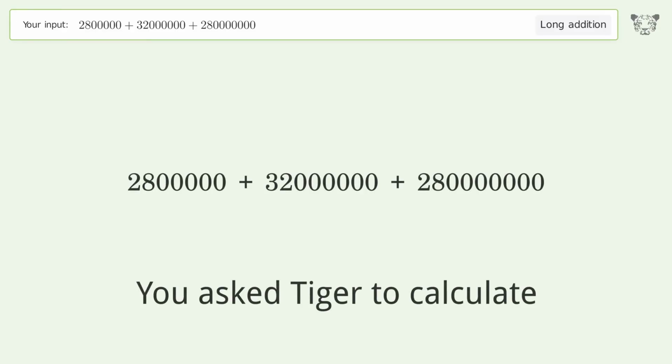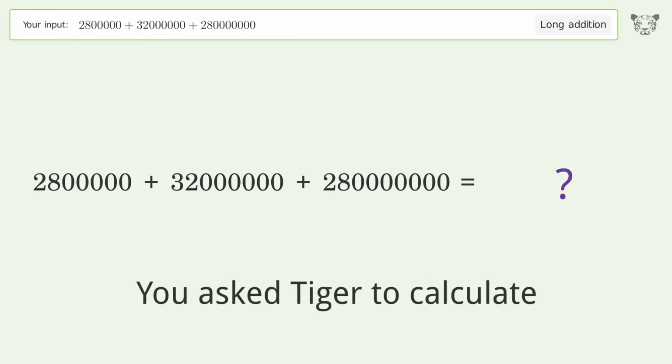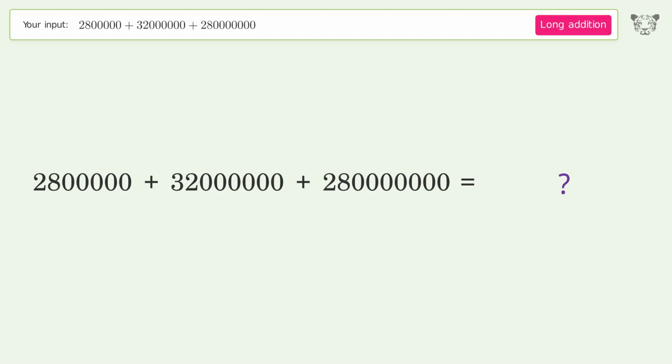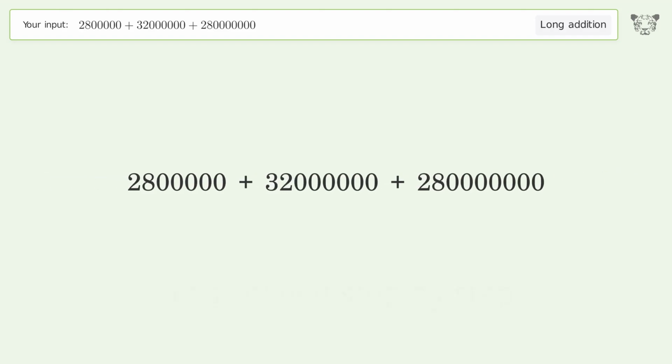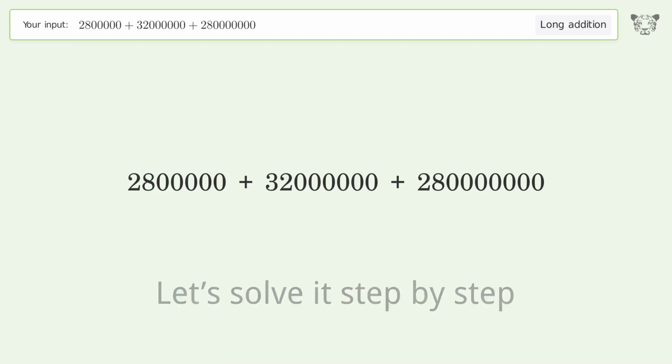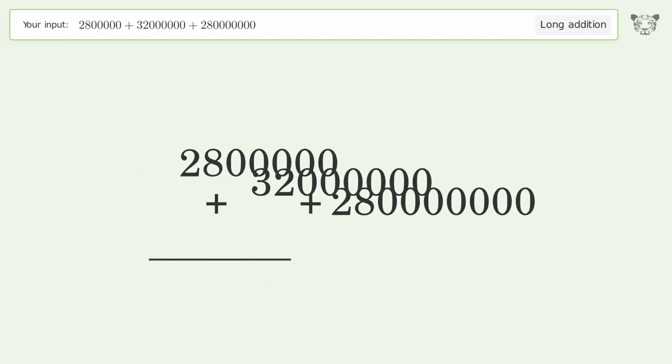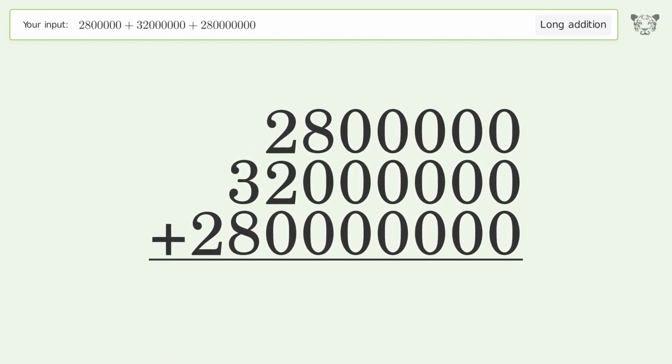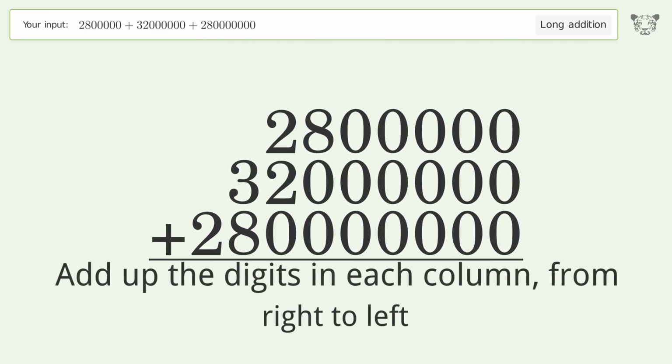You ask Tiger to calculate. This deals with long addition. The final result is 314,800,000. Let's solve it step by step. Rewrite the numbers from top to bottom, aligned by their place values. Add up the digits in each column, from right to left.